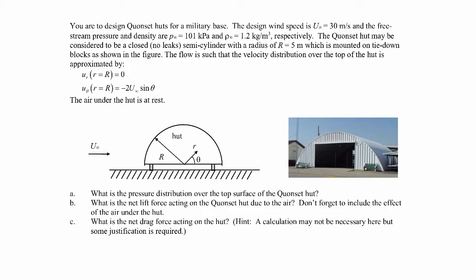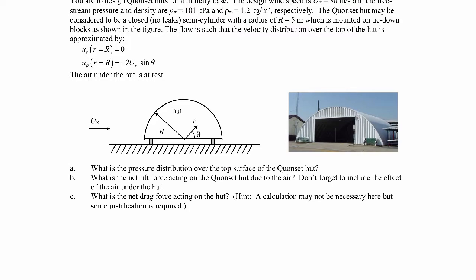We're asked to find what the pressure distribution is over the top surface of the hut, what the net lift force is. The lift force is wanting to lift it upwards here. And we're also asked to find what the net drag force is on the hut. And then the very last thing is we're told that the air under the hut is at rest. So it's actually lifted off the ground. Unlike the photo here, we're just told it's lifted off the ground some small amount.